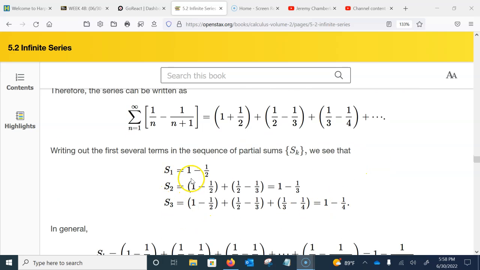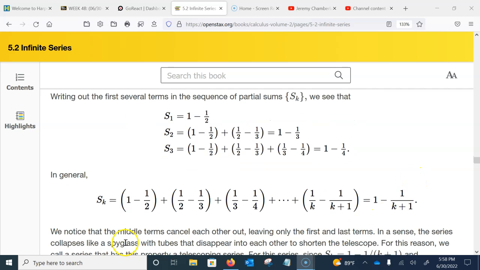Okay, so here they do it explicitly. S sub 1 is 1 minus 1 half. S sub 2 is 1 minus 1 half plus 1 half minus 1/3, so it's 1 minus 1/3. S sub 3 would be all these interior ones collapse and add to 0 except the 1 and the minus 1/4. So if you look at the pattern, S sub k would be 1 minus 1 over k plus 1.